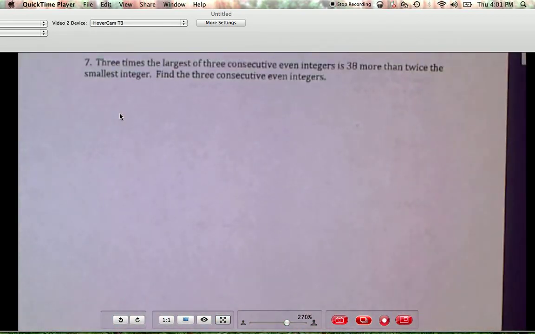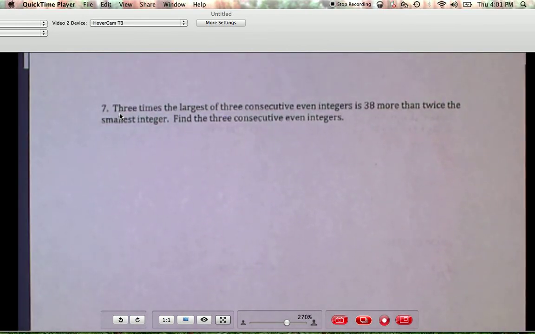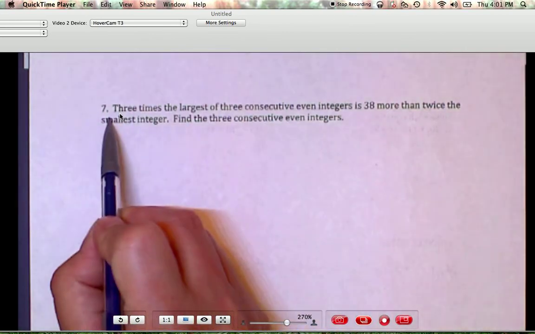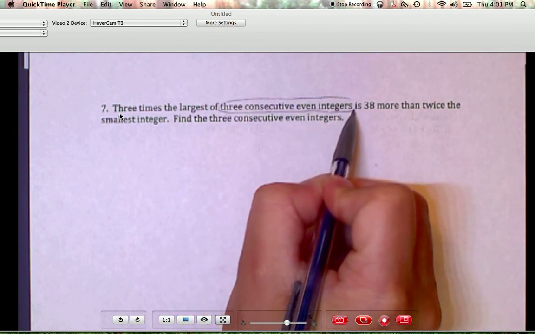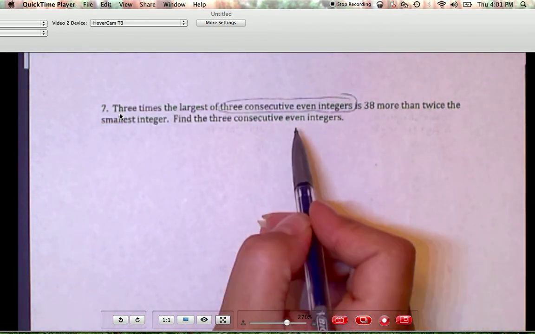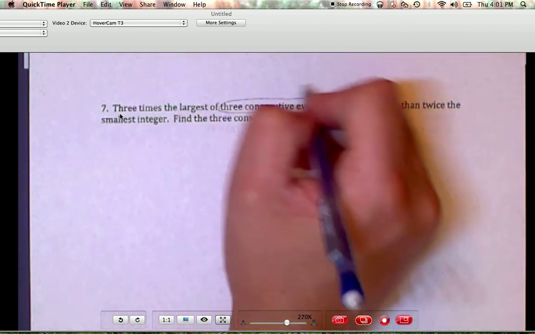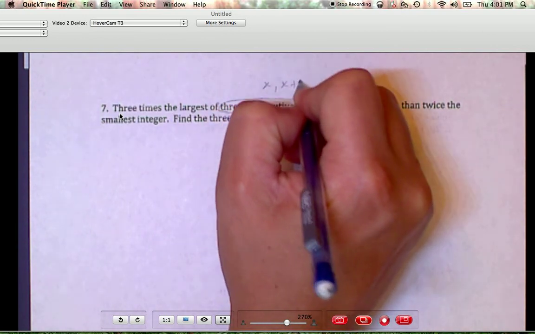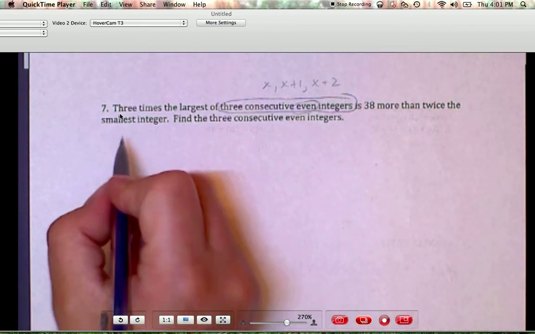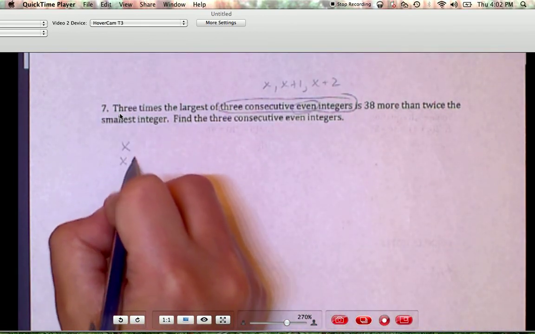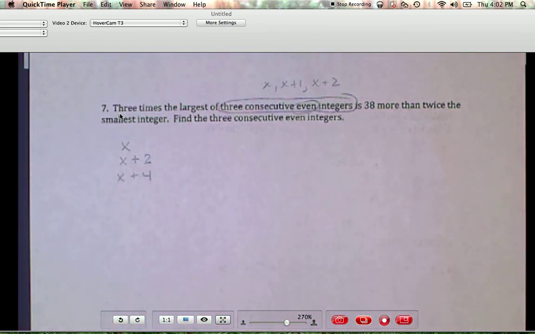And last, we have one final question on the back. It's a consecutive integer problem, but it's a little more challenging than the others. It says 3 times the larger of 3 consecutive even integers. Let's start with this first. So ignore everything else. We know we're setting up 3 consecutive even integers. So remember, if it just said consecutive integers, we'd do x, x plus 1, x plus 2. But it says even integers. So our 3 integers will be x, x plus 2 and x plus 4.